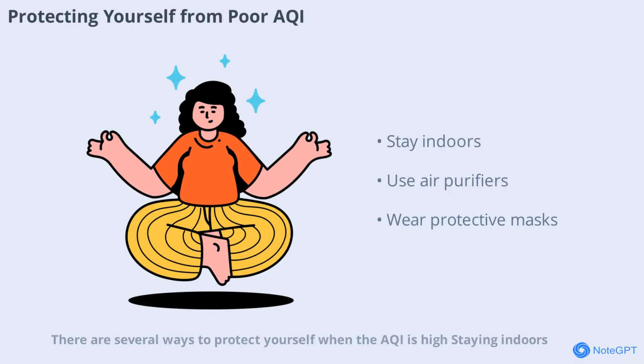There are several ways to protect yourself when the AQI is high. Staying indoors, especially during peak pollution hours, is one of the most effective strategies. Using air purifiers, keeping windows closed, and avoiding strenuous outdoor activities can also help. For those who must go outside, wearing masks designed to filter out fine particles can reduce exposure. Staying informed about daily AQI levels allows you to plan activities and minimize health risks.